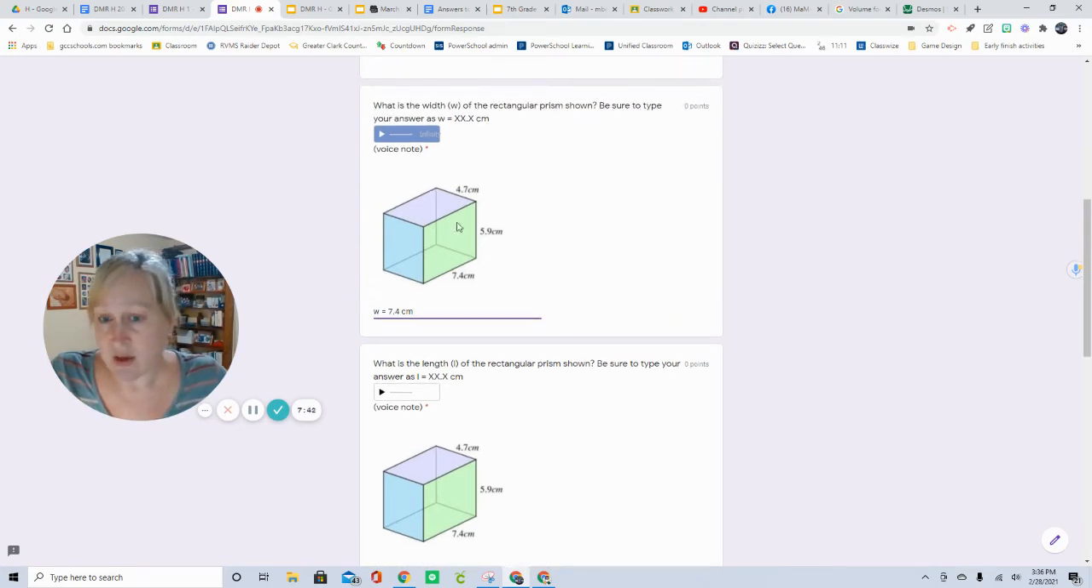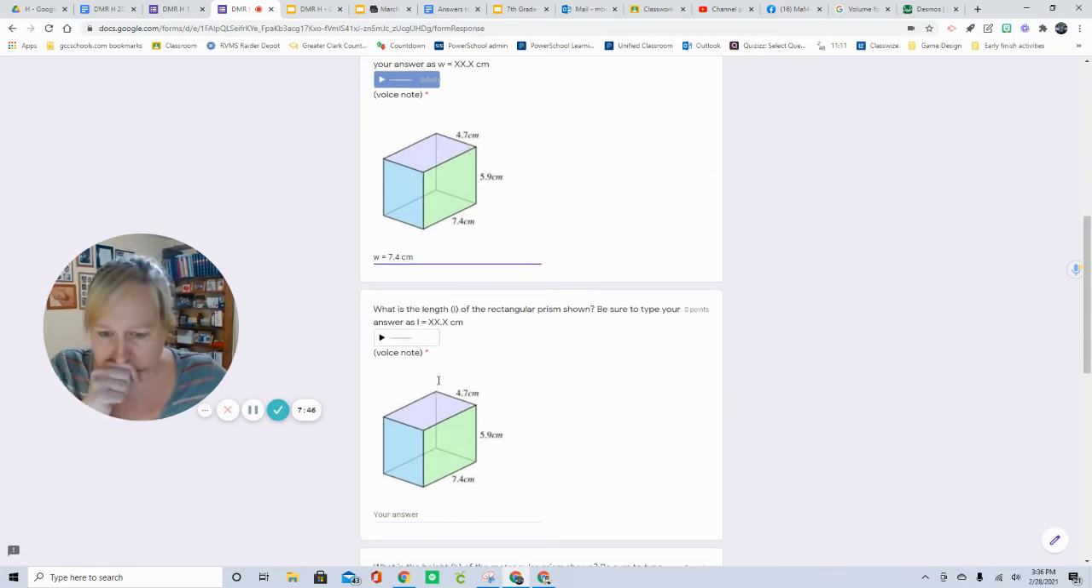Which one is the width? I chose 7.4 as my width. So that means I'm going to choose 4.7 as my length.